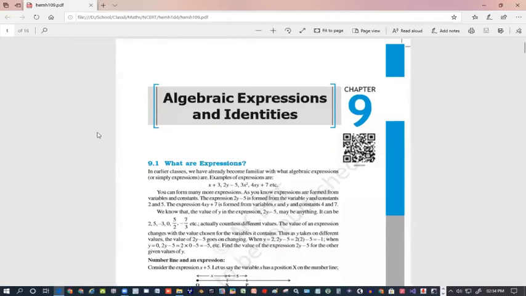So if I say algebraic expressions and identities, what does it mean? Expression means a collection of terms. See, x is one term, plus 3 is another term. So it is a constant and it is a literal. Then this is the second expression. This is one expression, okay, and this is the second expression.